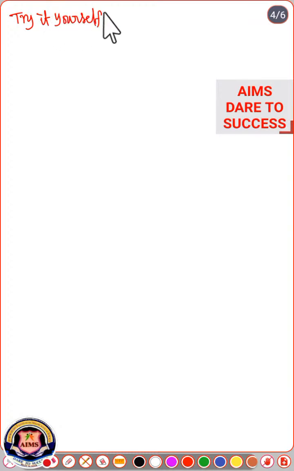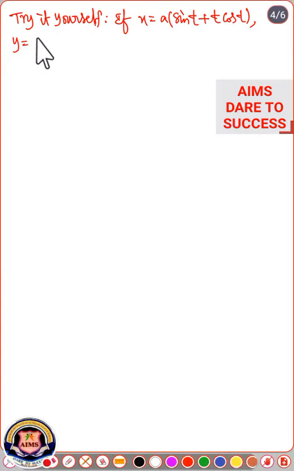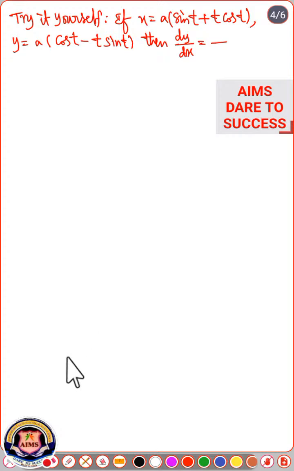Try it yourself. If x is equal to a into sin t plus t cos t, and y is equal to a into cos t minus t sin t, then find the value of dy by dx. Okay, my dears, try yourself.